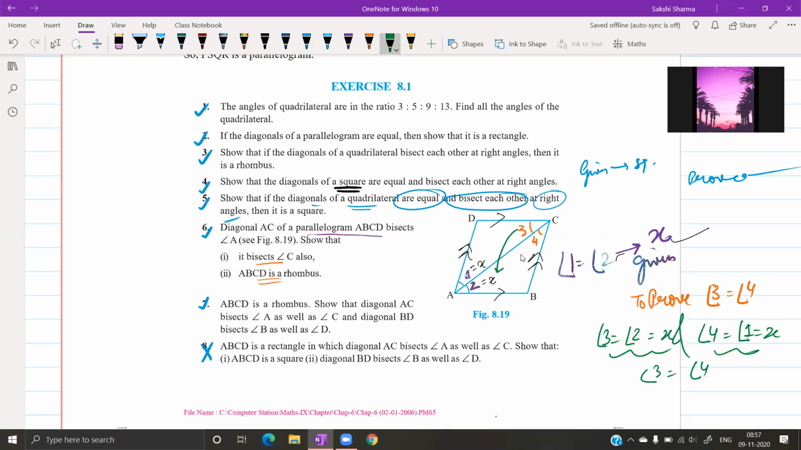What is the question number? Question 6th, beta. We are doing question number 6th. Let's write it down and then we will go over the answer again.